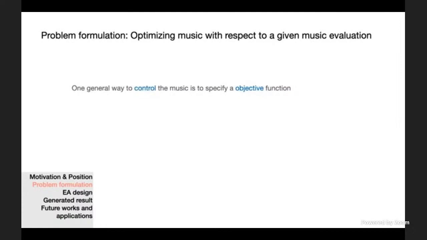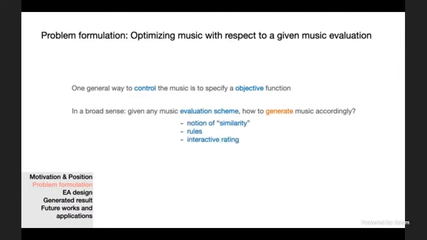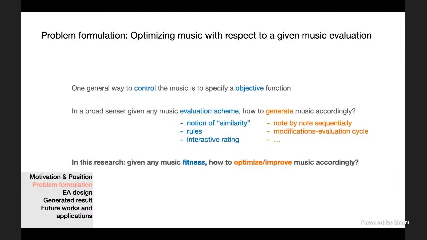Suppose that we have this function at our disposal. The core question then becomes, given any music evaluation scheme, how do we generate music accordingly? The evaluation could be based on some notion of similarity, based on rules, or interactive rating. And the generation process could be sequential or an optimization process. In this paper, the proposed algorithm generates music by continually modifying a given piece of music in the direction of maximizing a given fitness function.